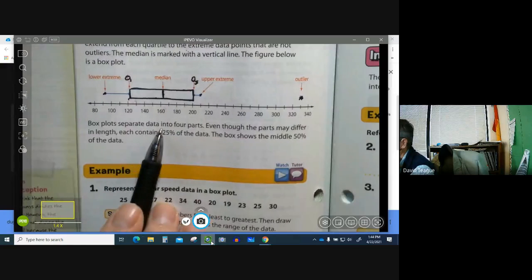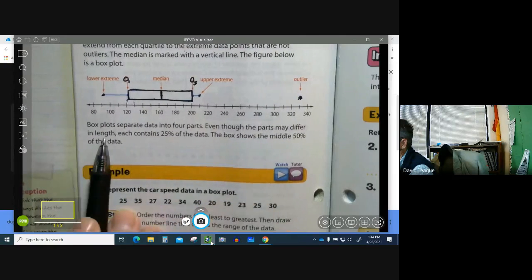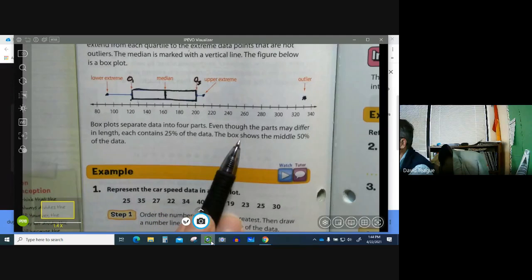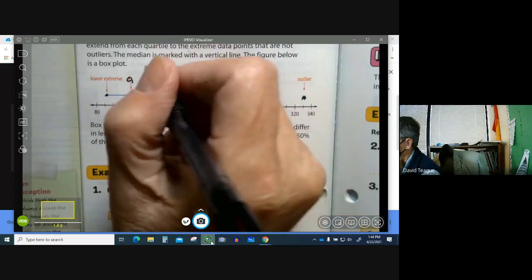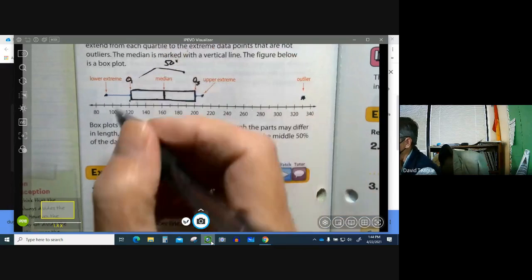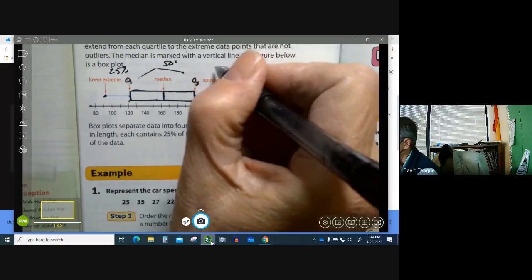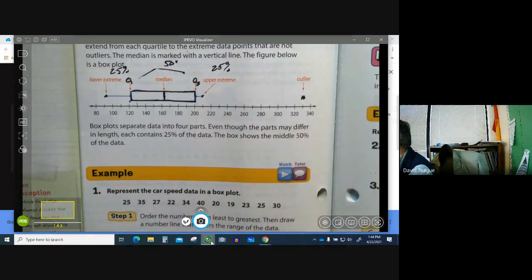Box plots separate data into 4 parts. Even though the parts may differ in length, each contains 25% of the data. The box shows the middle 50% of the data. So this is the middle 50%, right? This is showing the other 25%, and this is showing the other end of the 25%. Okay, it's just a way to represent it.